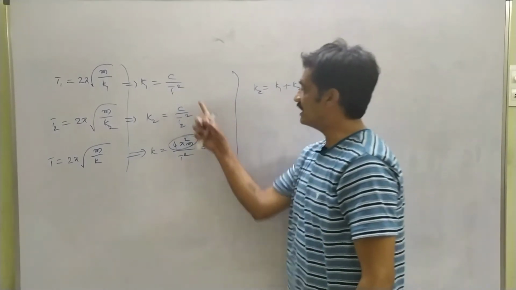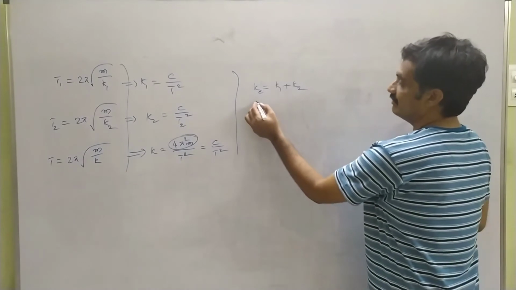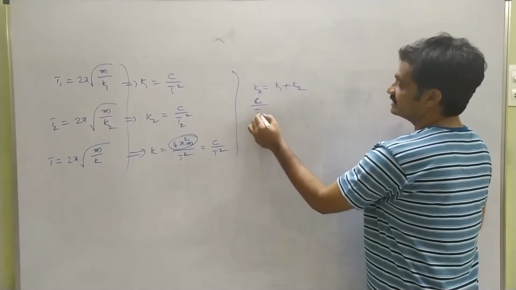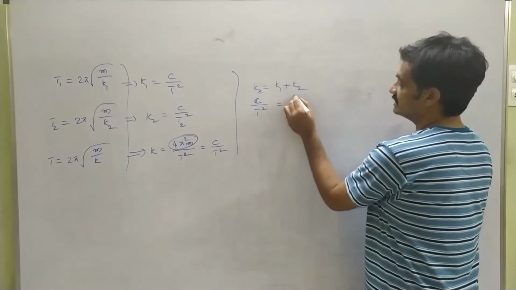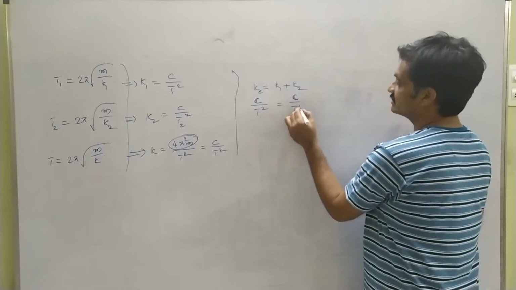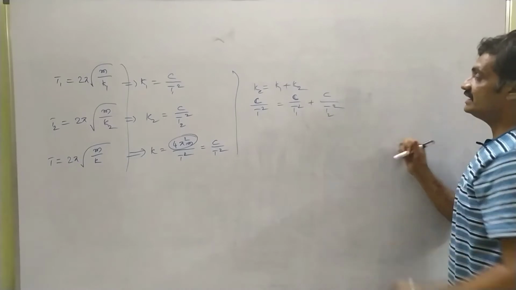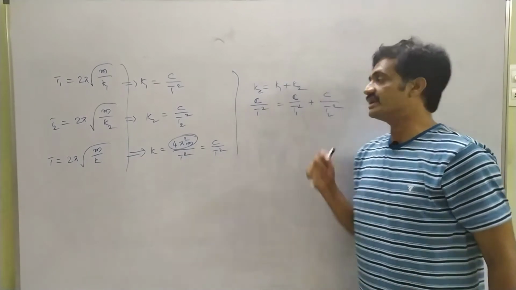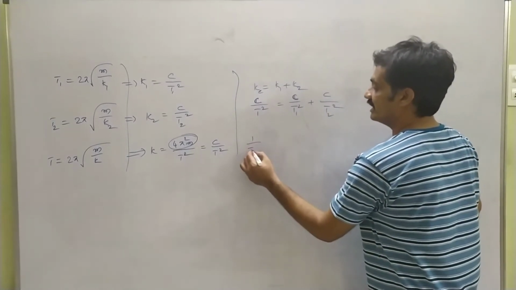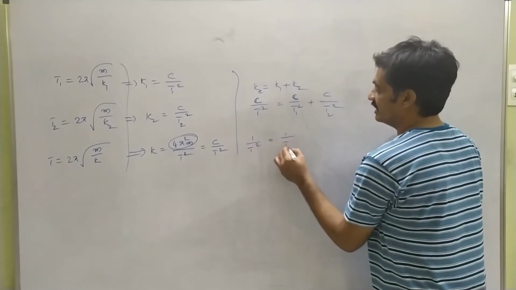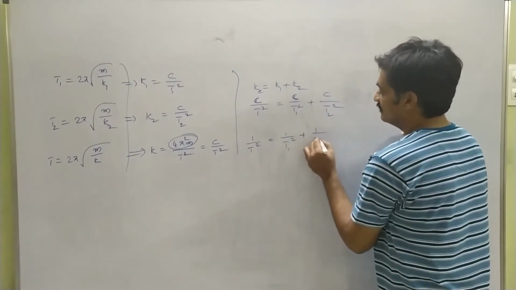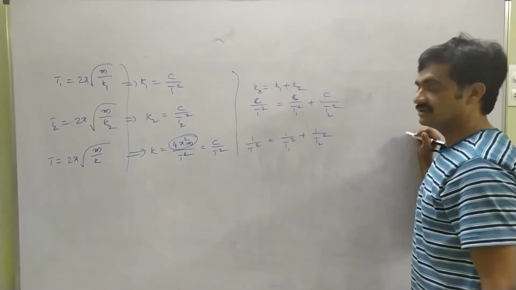As we substitute these values in this equation, here we have c by t square is equal to c by t1 square plus c by t2 square. Observe that here we can take c as common and cancel it. Then we have 1 by t square equals 1 by t1 square plus 1 by t2 square.